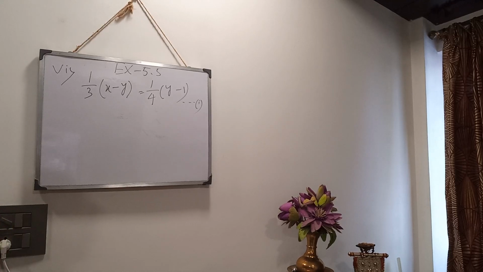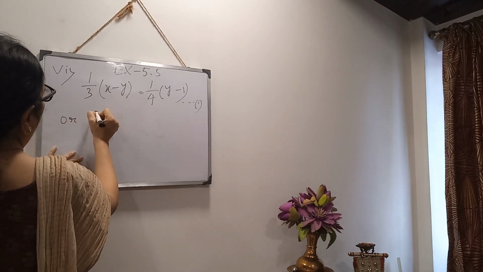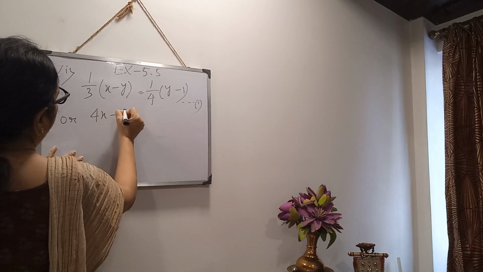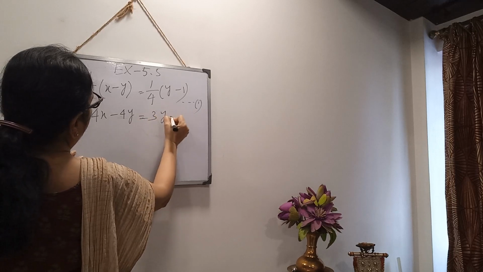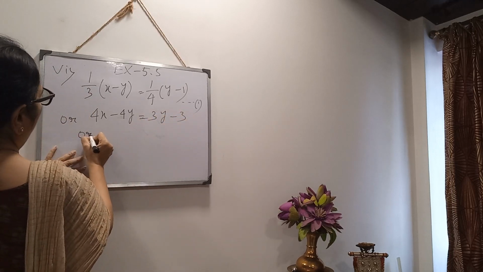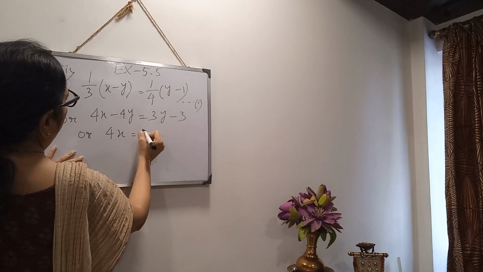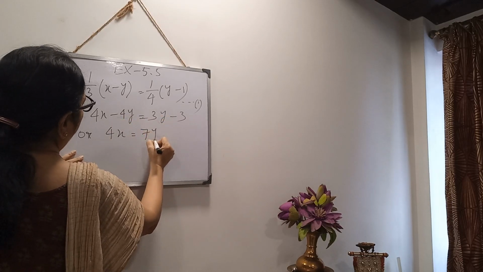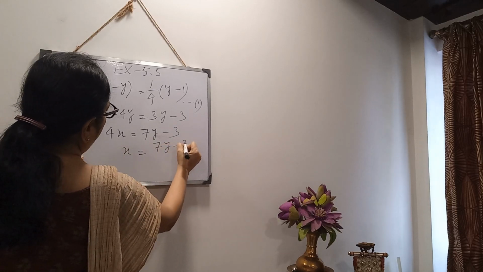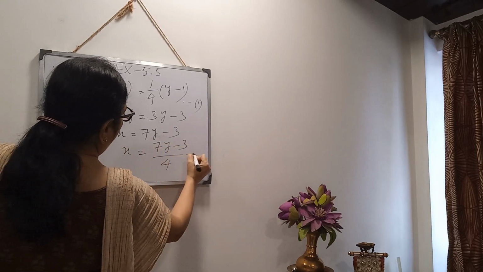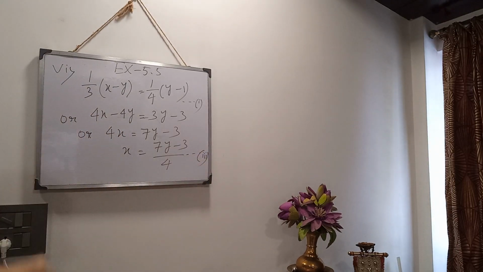So first I will cross multiply. By 4 I am multiplying this, 4x minus 4y. Similarly, right hand side 3y minus 3, or 4x is coming. If this will go that side, it will become plus 7y minus 3. That means x is coming 7y minus 3 by 4. This is my equation number 3.